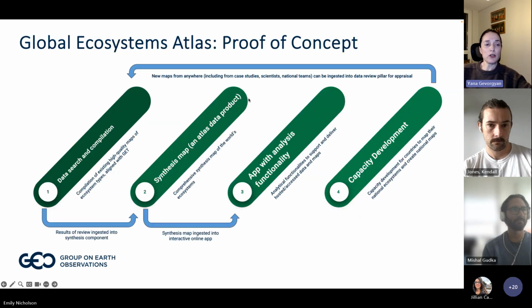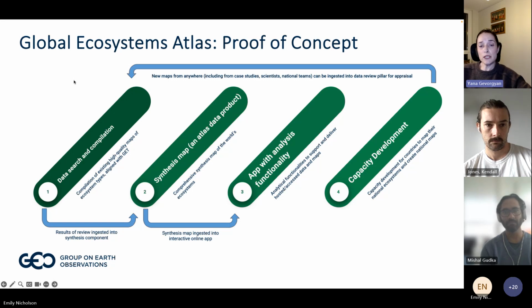One distinguishing characteristic of the Global Ecosystems Atlas Initiative is the integration of top-down and bottom-up efforts. The development of the atlas will involve collection and spatial integration of existing data and newly acquired data from remote sensing technologies and modeling. So that's the top-down aspect of it, as well as engaging with national actors to develop national maps of ecosystems based on the GET, especially in countries with low or limited capacities.